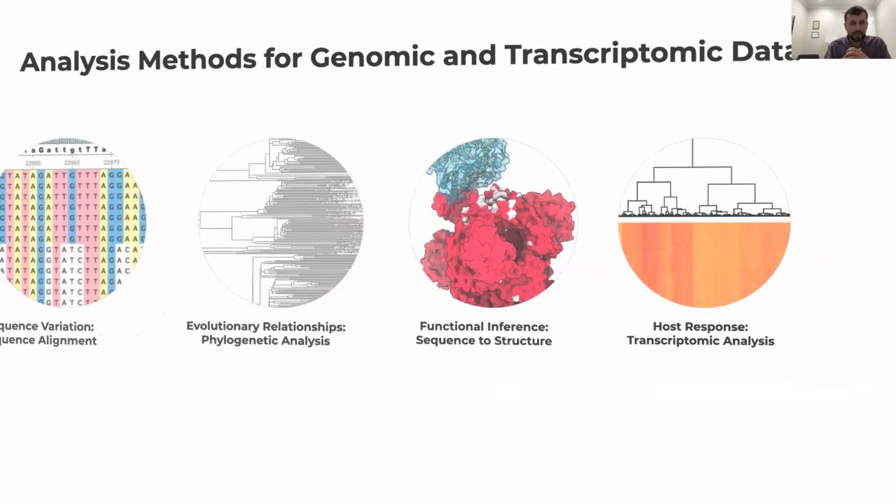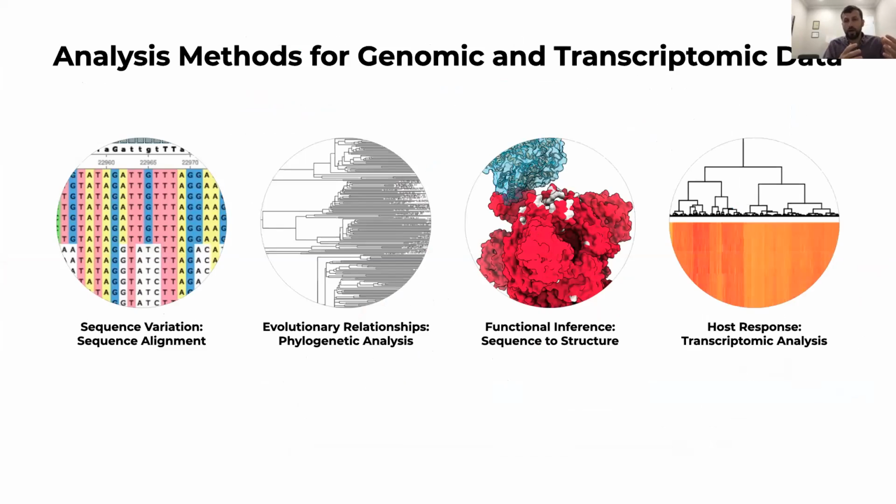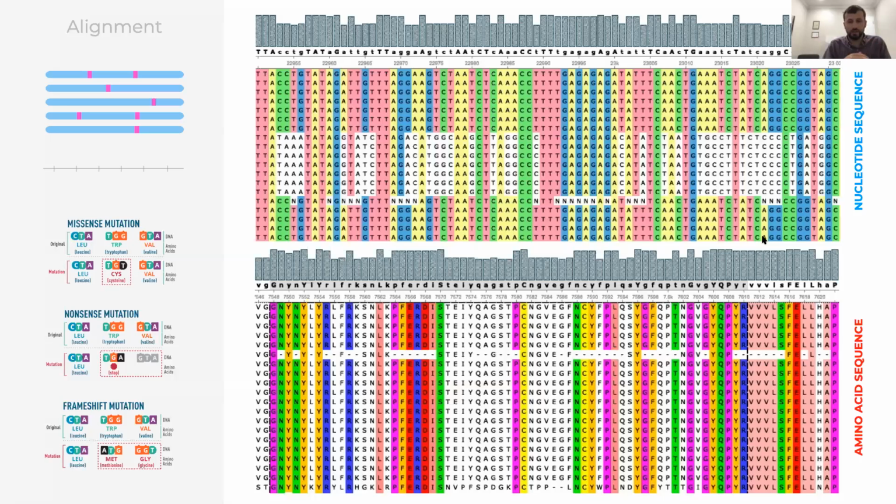In this program, we will talk, in different sessions, about sequence variation, evolutionary relationships, functional inference from such differences, and the response from the host. That gives us a good overview of host-pathogen interaction, but we will go into other examples as well. So let's talk about how we can do multiple sequence alignment. Let's go to the platform.